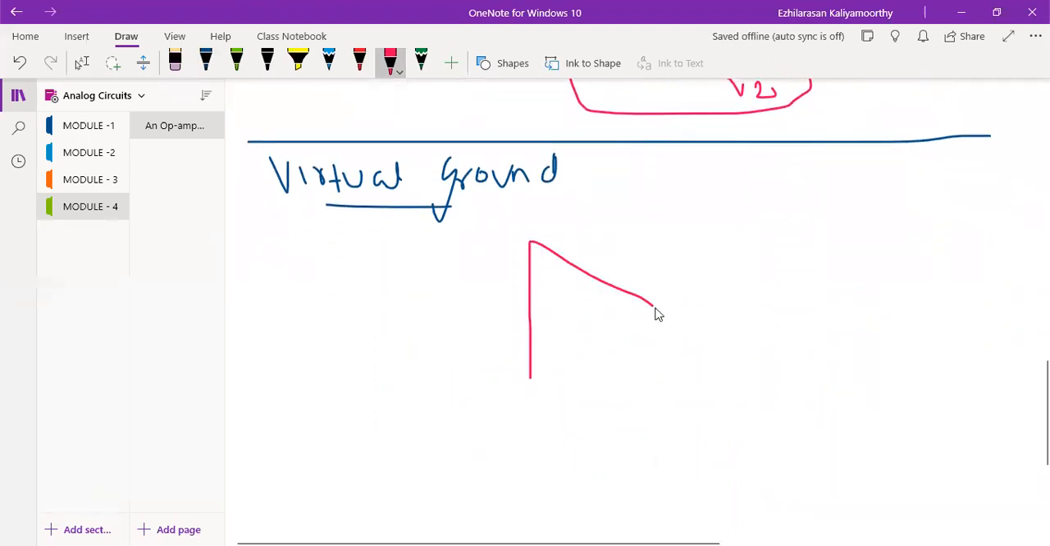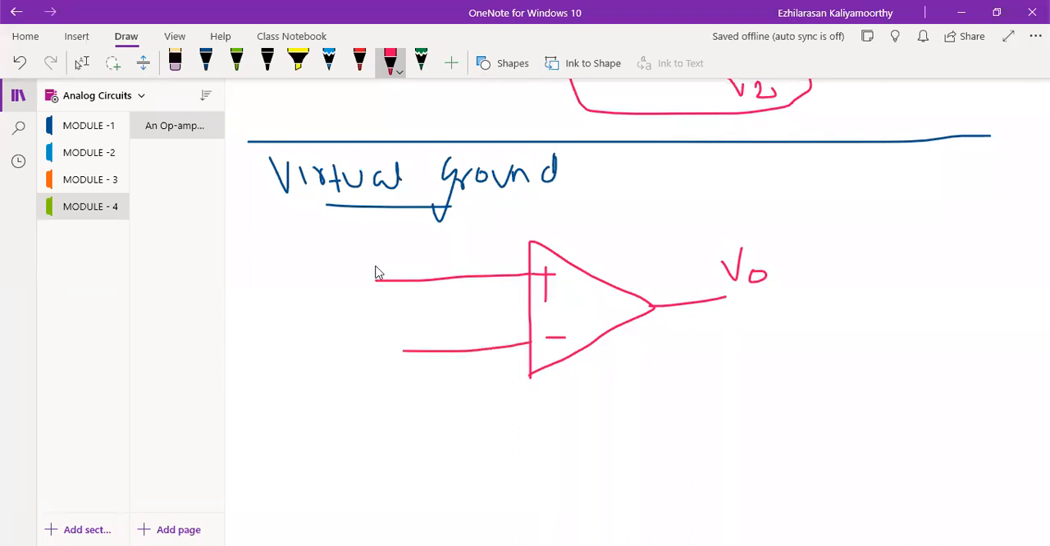Let me consider the operational amplifier with minus and plus terminals. This is V0, this is V1, and this is V2. Assume this portion inside is VID. Now consider this is I1 and this is I2, the currents.